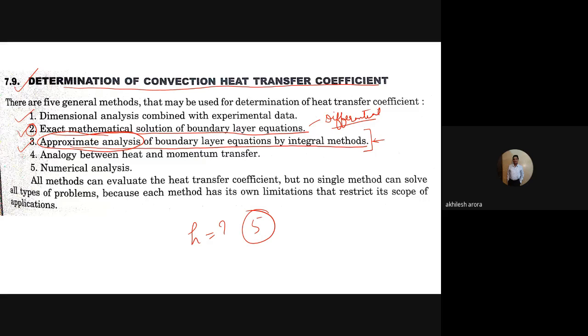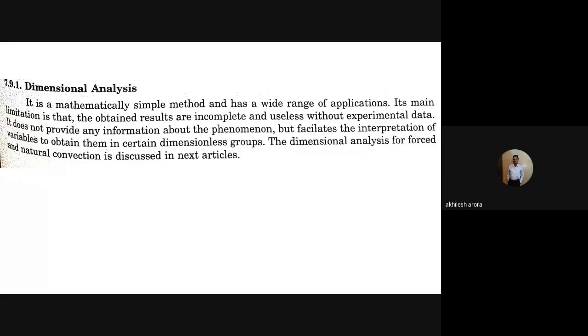Then we can also go for analogy between heat and momentum transfer. This is in our course, we will do this. And the last one is the numerical analysis. So these are the five methods of calculating or determining the convection heat transfer coefficient. All methods can evaluate heat transfer coefficient, but no single method can solve all types of problems because each method has its own limitations that restricts its scope of application. So this is what you need to remember. These are the various methods, and I have described a little bit about them.